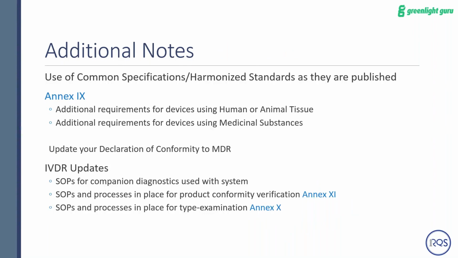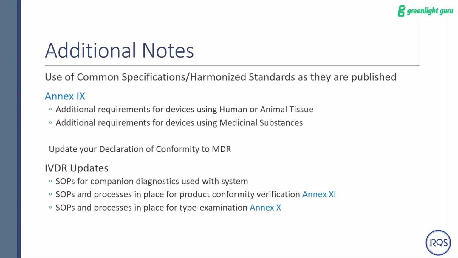Additional notes. Outside of implants, there are additional requirements for devices using human or animal tissue, and make sure you're complying with that, not only in the SPR section, but also in the main text of the MDR. Same with medicinal substances being used in devices, so potential catheters that are coated with drugs or combination devices, making sure that you are complying with the new updates in the MDR for that.